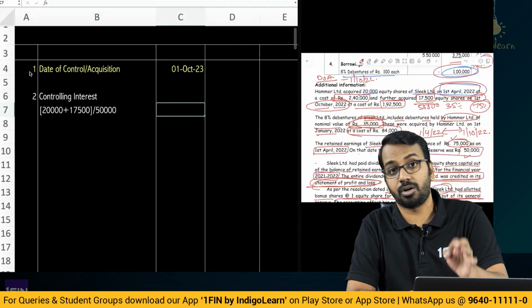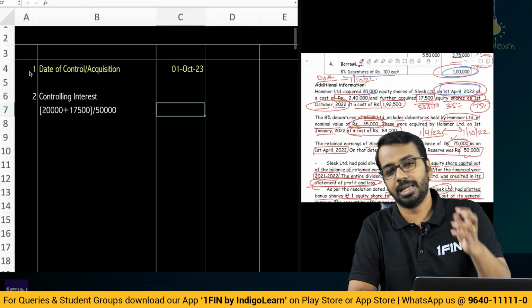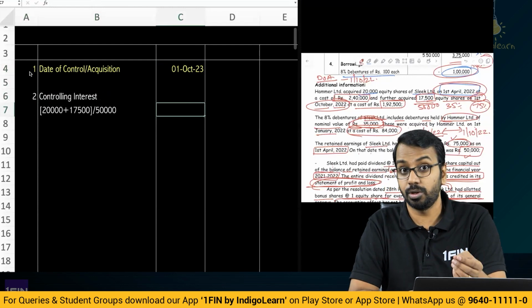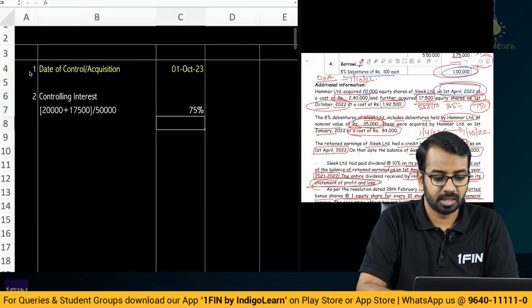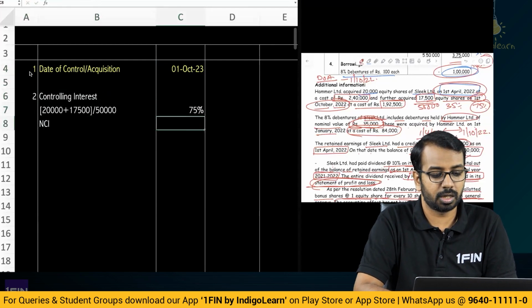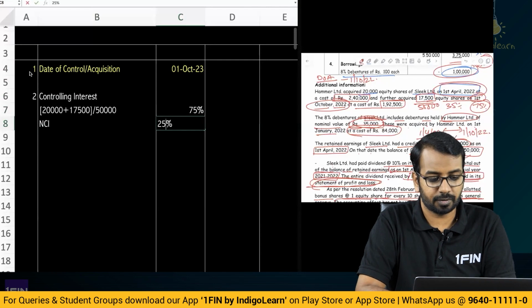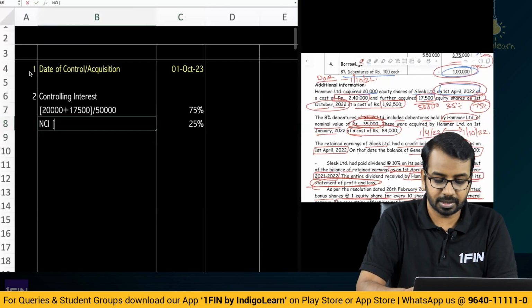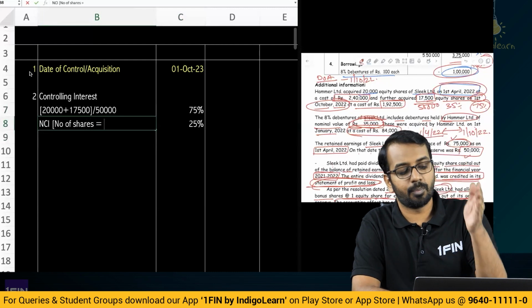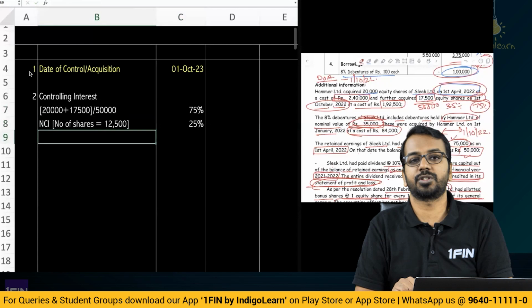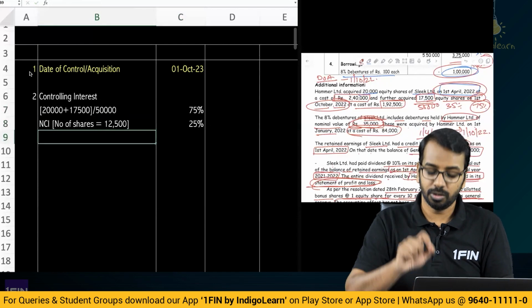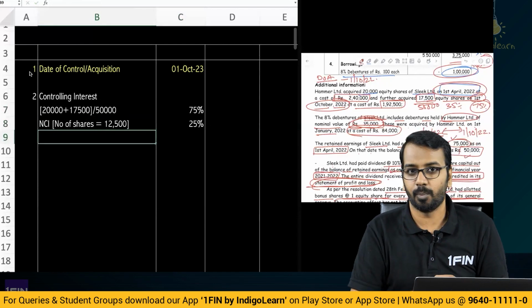And we are calculating the controlling interest on the date of acquisition. Even if bonus is issued, the percentage does not change. So 37,500 divided by 50,000, we get 75%. Non-controlling interest is 25%. Now non-controlling interest, number of shares, is equal to 50,000 minus 37,500, that is 12,500. Sir, why do we need the number of shares? When we calculate the fair value of NCI, we will need this number, right?